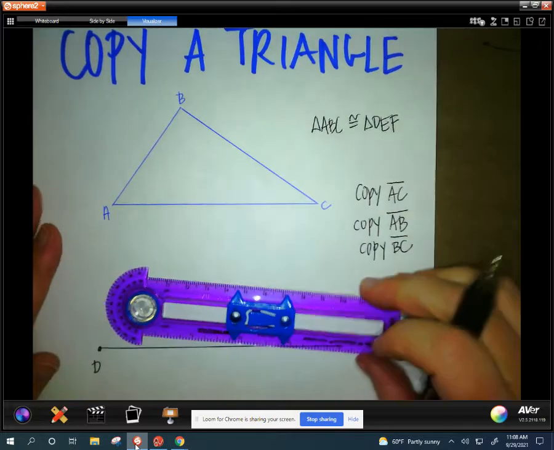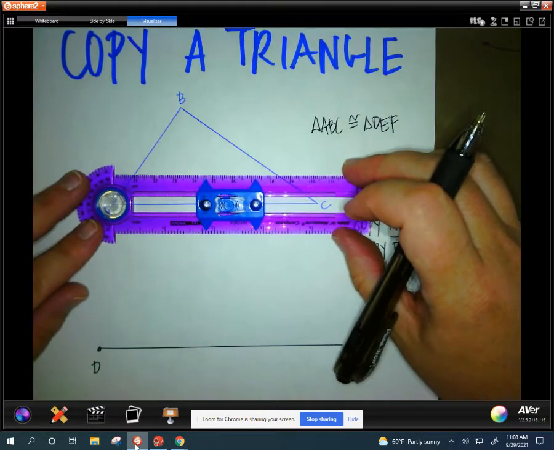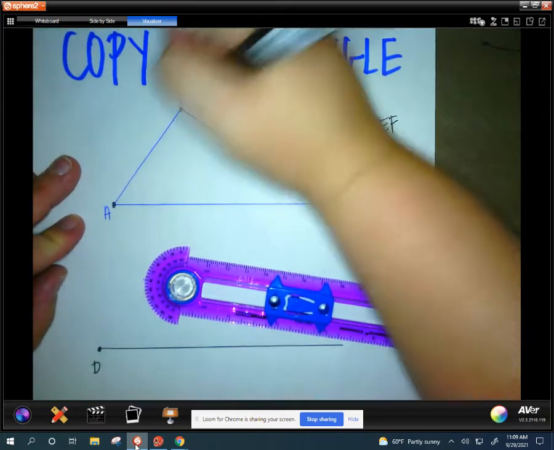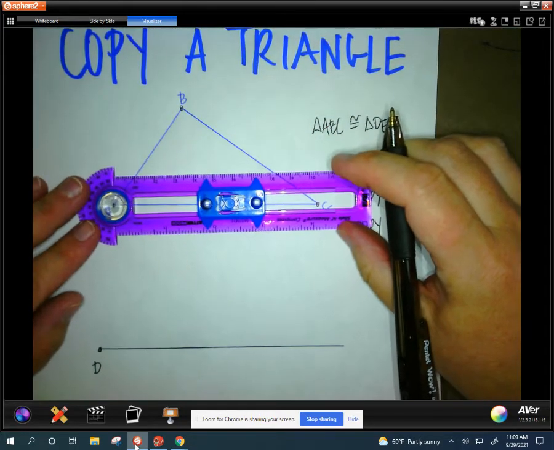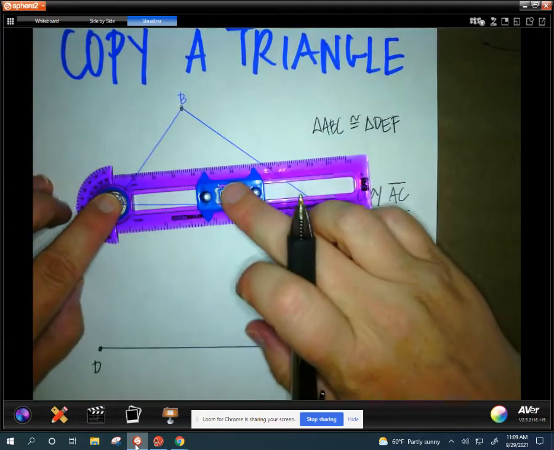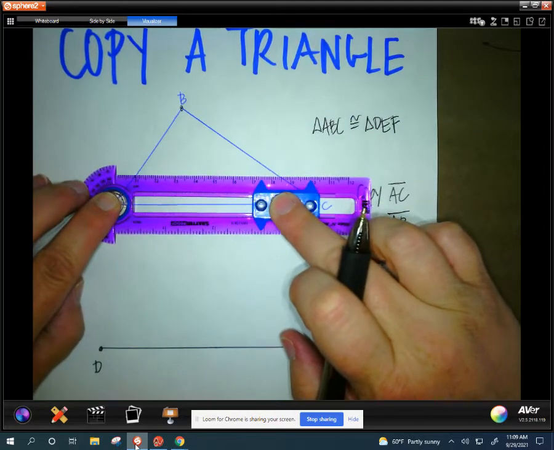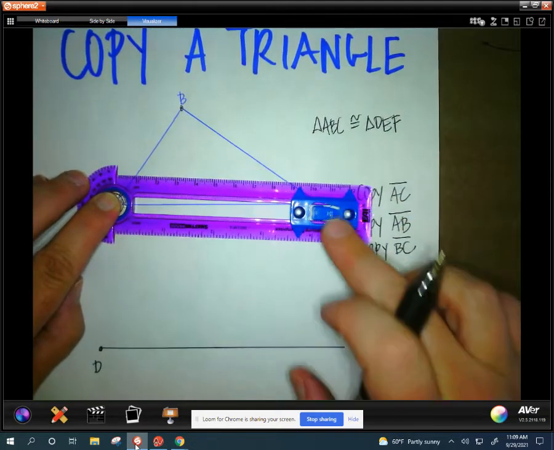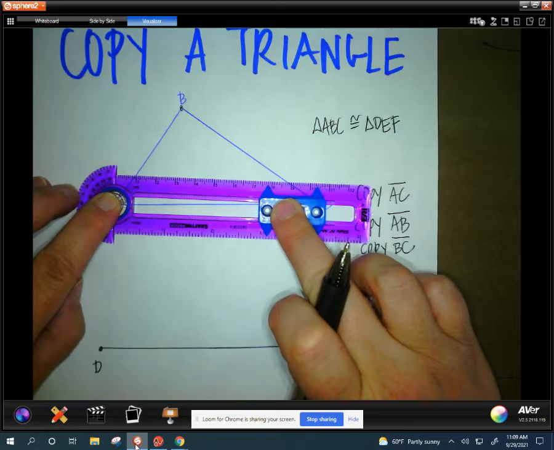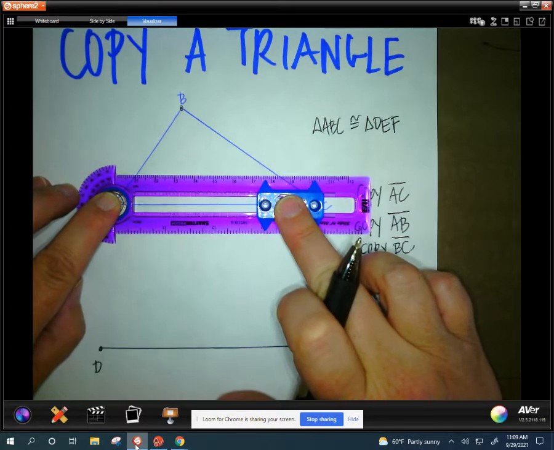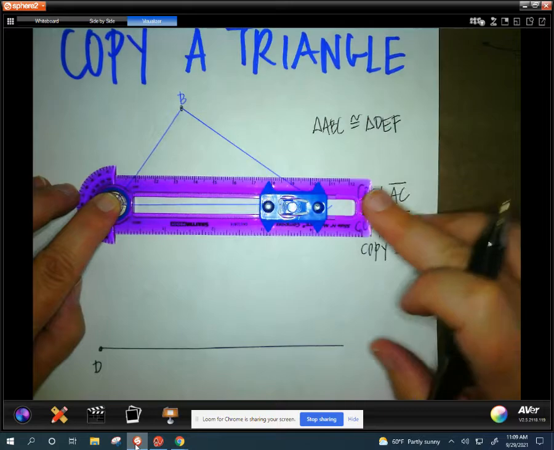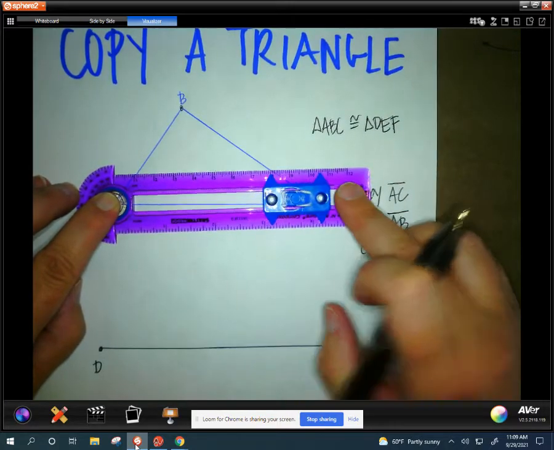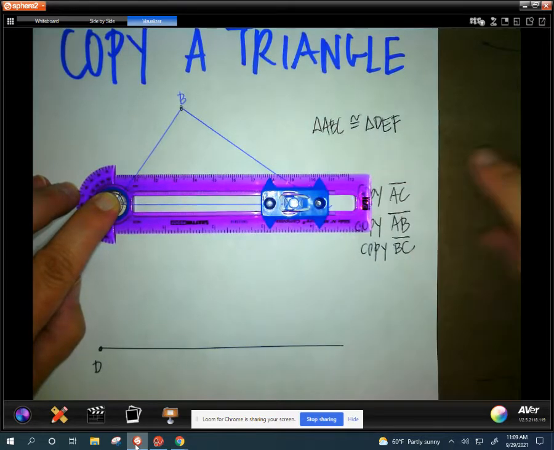All right, so I'm going to copy AC. So remember, when you're copying, you're using the end points as your radius for your compass. So I'm going to open up my compass all the way. And actually, this is a beautiful opportunity. See, my inside point can't reach there. So this is an opportunity to use that outside arc. There we go. My outside arc to copy this line.